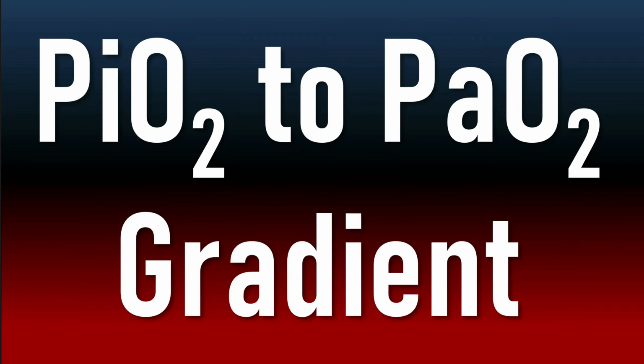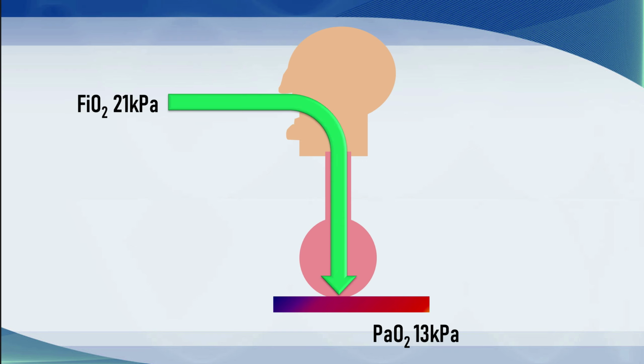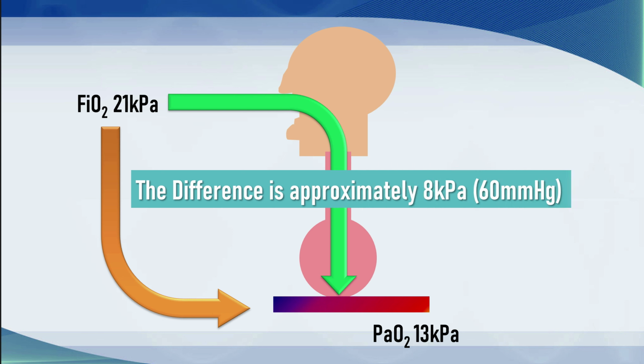So I call this the PiO2 to PaO2 gradient. Essentially, if you're inspiring 21% oxygen, it's 21 kilopascals. The difference between that and the arterial oxygen is about 8 kilopascals or 60 millimeters of mercury. That is the least amount you can possibly have between the two. Even with perfectly normal healthy lungs, there is always at least an 8 kilopascal difference between the inspired oxygen and the arterial oxygen. The difference is made up of water vapor, carbon dioxide, and the bronchial circulation.